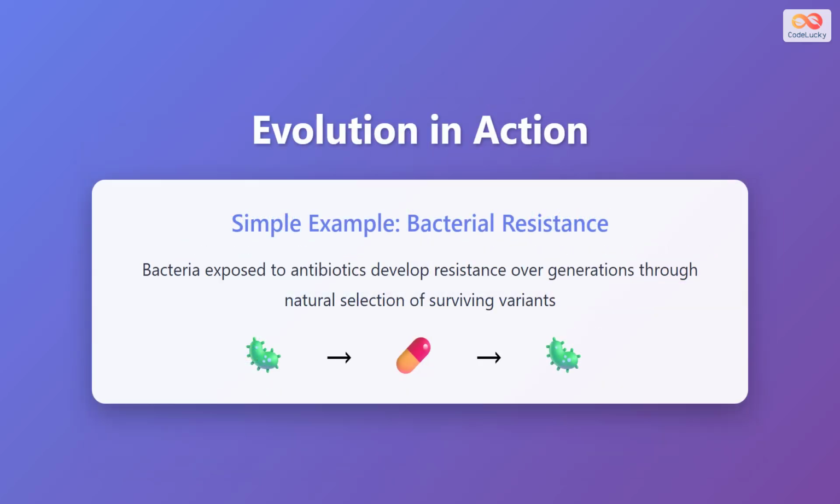Let's look at a simple example of evolution in action: bacterial resistance to antibiotics. When bacteria are exposed to antibiotics, most of them die. However, a few individuals may have genetic variations that allow them to survive. These survivors reproduce, passing on their resistance genes to the next generation. Over many generations, the entire population becomes resistant to the antibiotic. This is evolution happening in real time, and it's why doctors warn against overusing antibiotics.